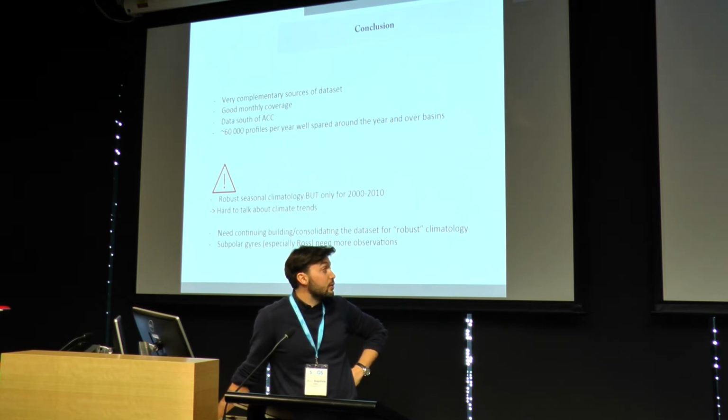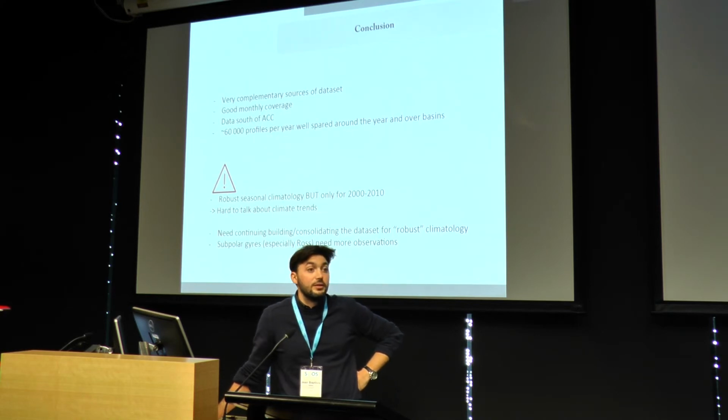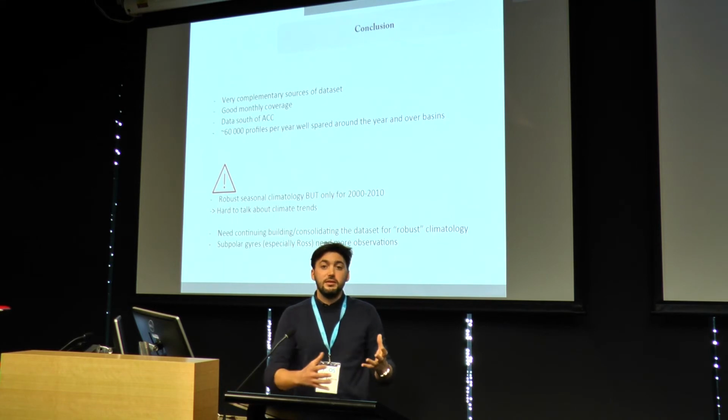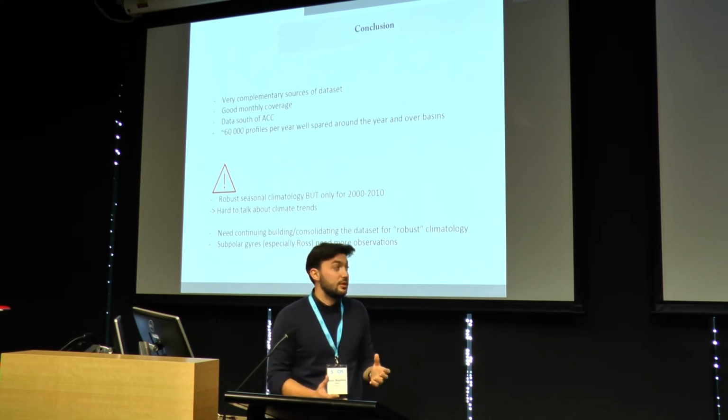So I think we do have a robust seasonal climatology, but that's only for 2010, and that's not really robust south of the ACC in winter. So it's really hard to talk about climate trend, and it's more about annual anomalies. We can say this is different from the previous year, but it's very hard to say that's a climate trend.